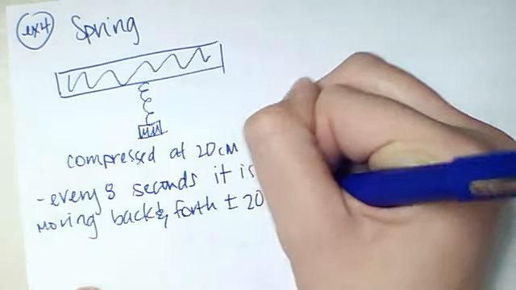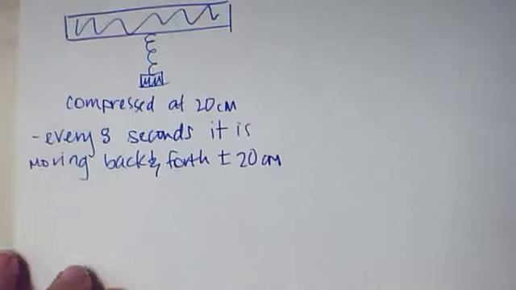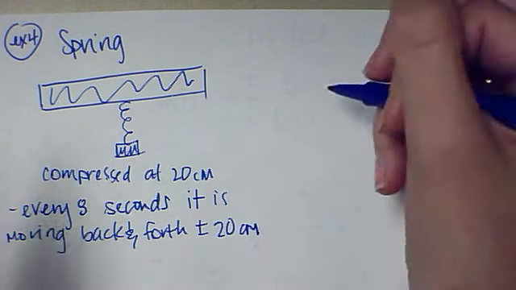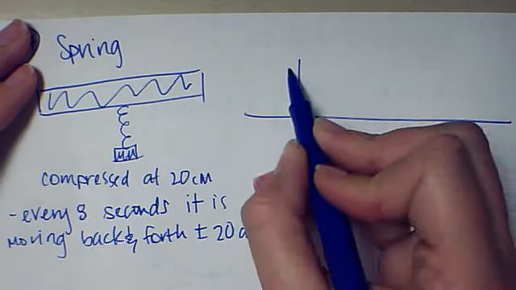Plus or minus 20 centimeters. The science word for that would be oscillates. It's oscillating back and forth from the center. In this case, we start with it compressed. So we're going to draw our graph.